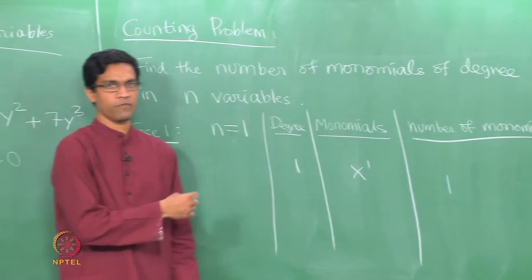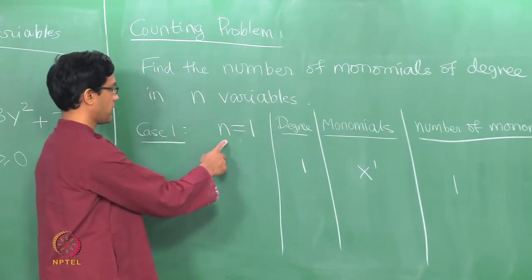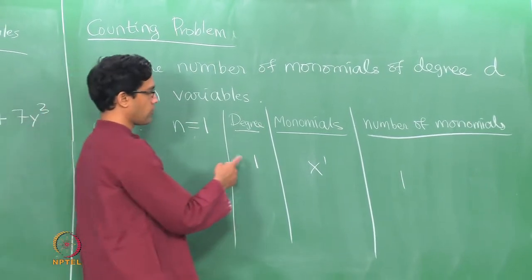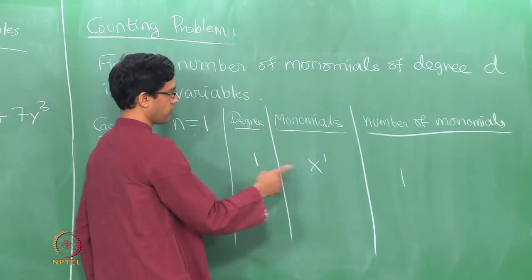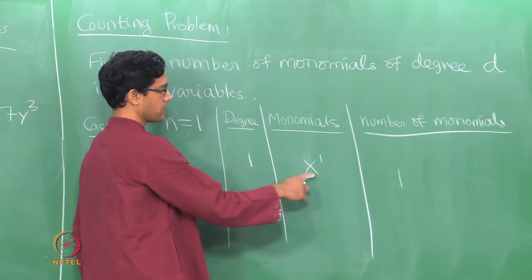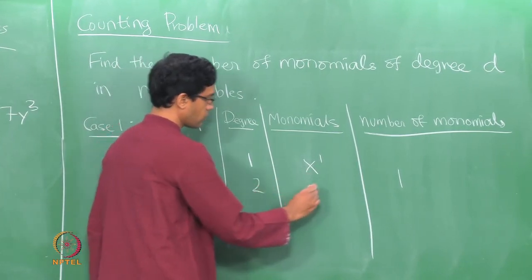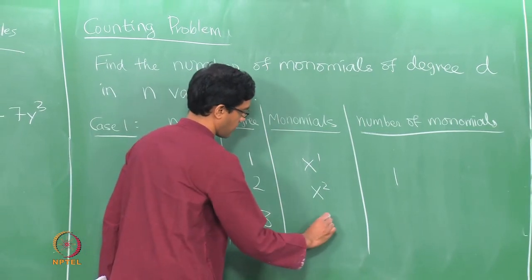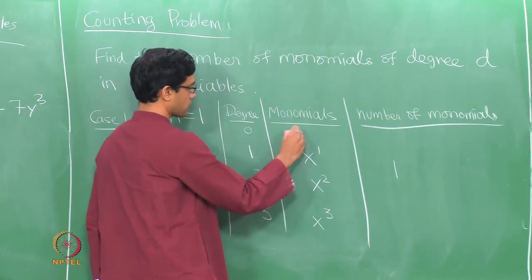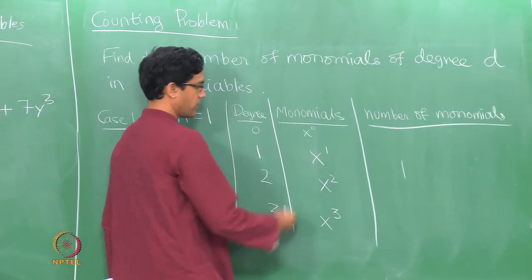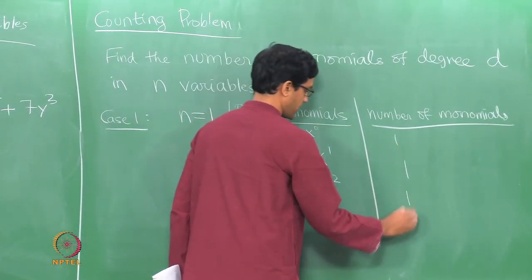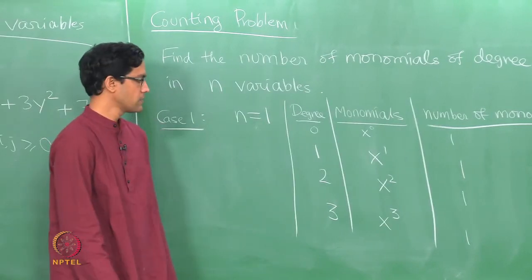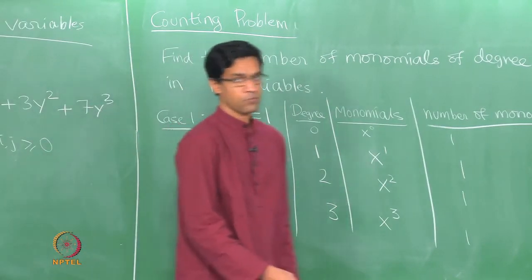So let us do this for one variable. When I say n variables, n is 1, so I only have a single variable x. I am going to write down the monomials of each degree. If I have degree 1, there is only x to the power 1. If I have degree 2, I can only do x squared. If I have degree 3, I can only do x cubed, and so on. Similarly, if I have degree 0, I can only do x to the power 0. So here it is very simple: for every degree there is exactly one monomial.